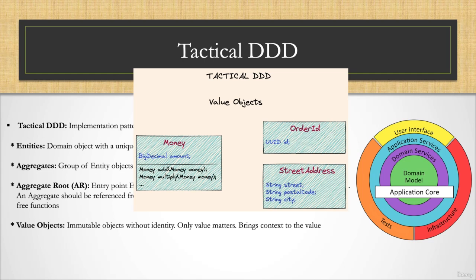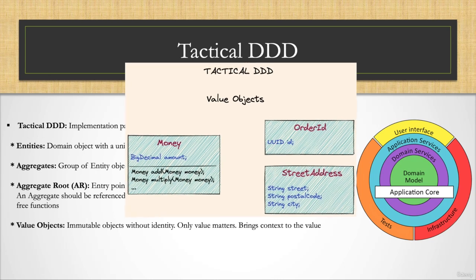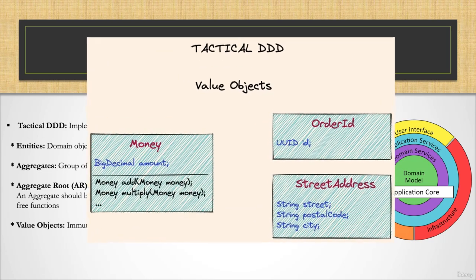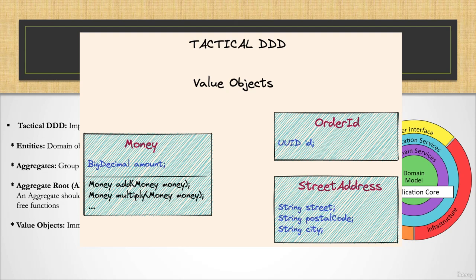So if you create a value object with a class named Money and keep an inner field BigDecimal, you can simply use this Money value object for the price field. Or for the UUID field, if you create an OrderId value object and keep a UUID field inside, you can use it for the identifier of the order domain object. By doing that, you will get multiple benefits.